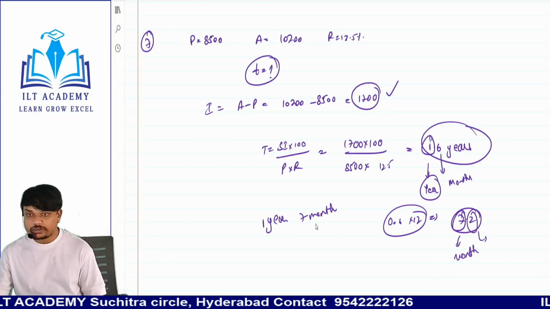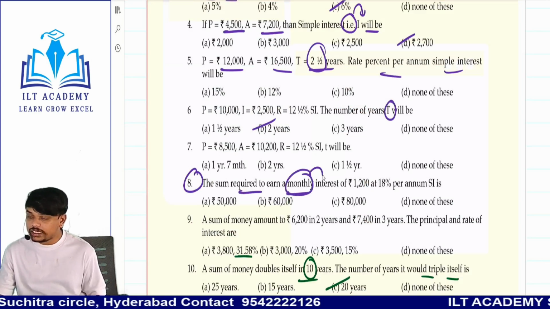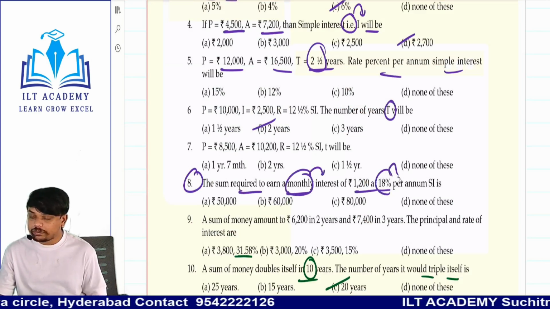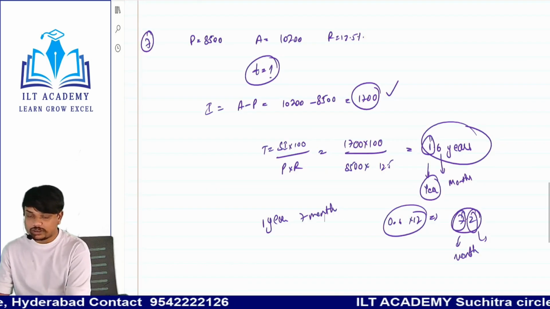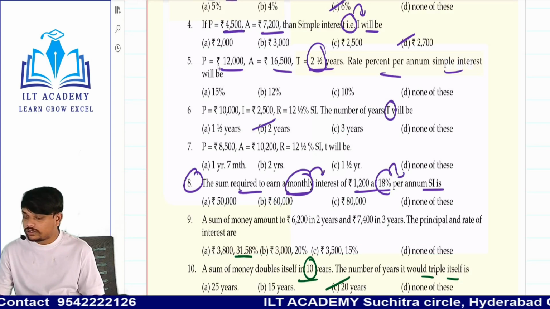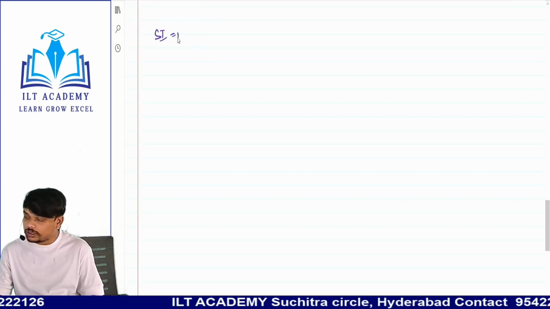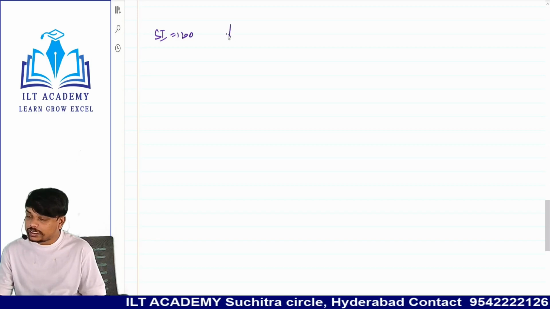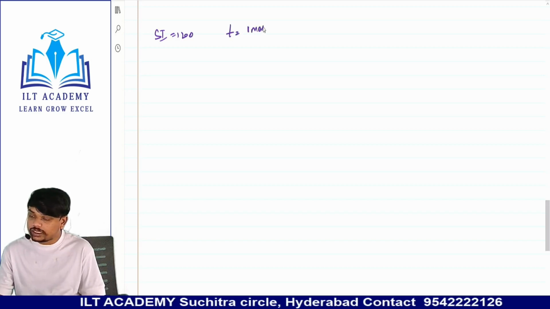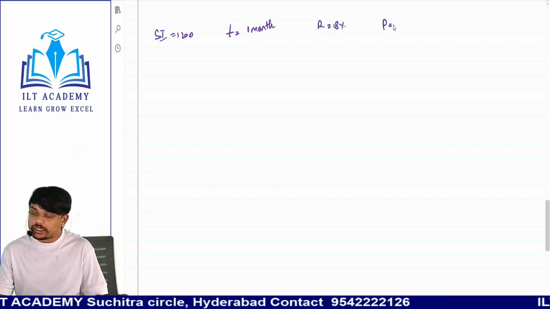Now let us do the eighth one. Eighth one, what is the question? The sum required to earn a monthly interest of 1200 at 18% per annum. Simple interest is how much? 1200, and it is given that monthly interest. So 1 month is the time and rate of interest is 18%. Principal is equal to question mark.